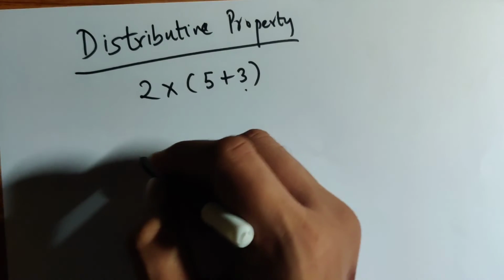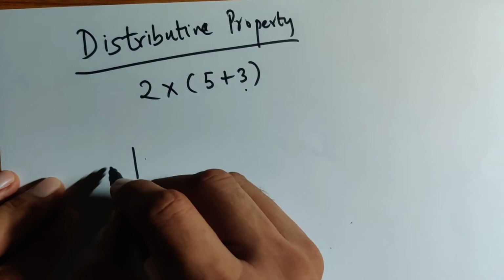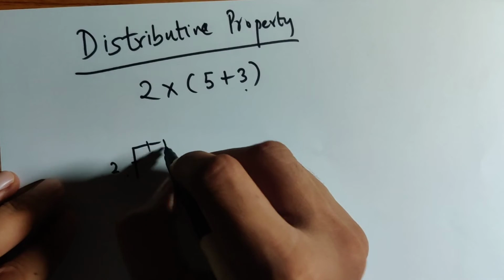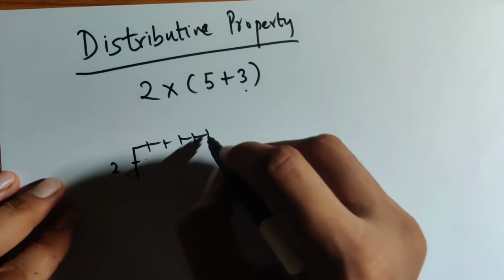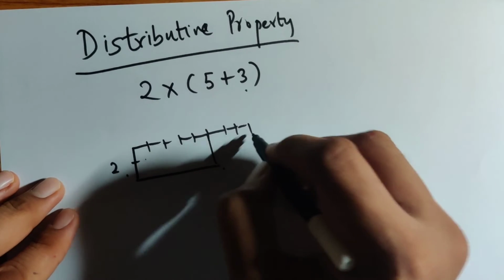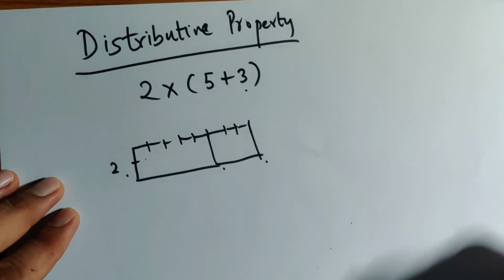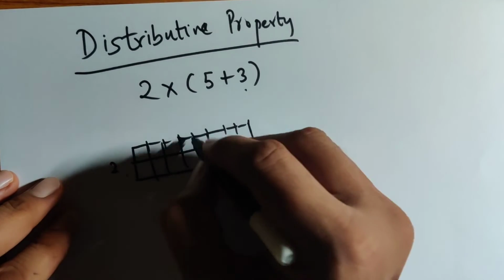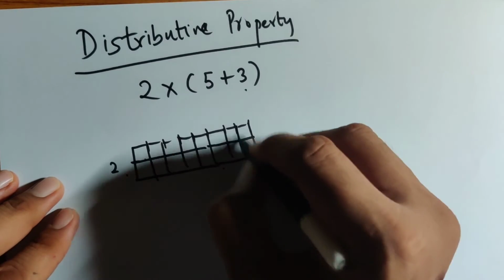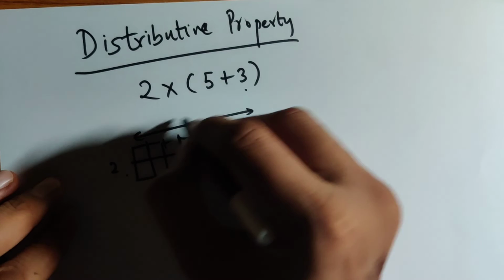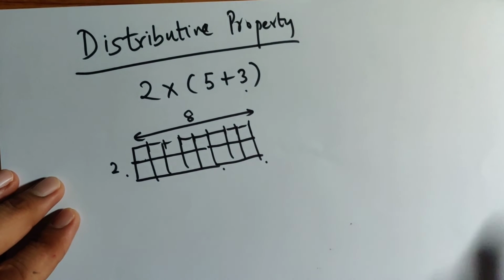Okay, so what that means is, if I have my height as 2, and I can put 5 blocks, and then I can put 3. It means I can add the area of 2 times 5 with 2 times 3, or I can consider this as 8 first and then multiply by 2. I will get the same area.